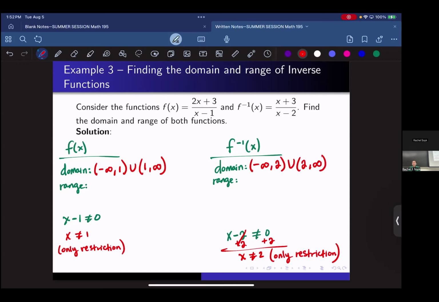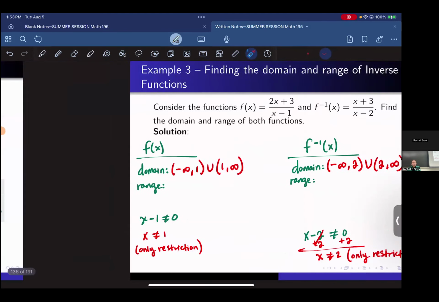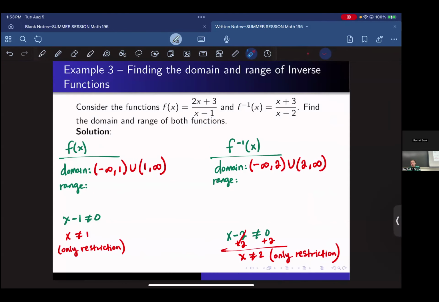Now to find the range, we could graph out these functions and then look at all of our possible y values. But based off of this definition, it's quite straightforward now. We know that these two are inverses of each other. The question gives us that. So what's the range of f of x then?